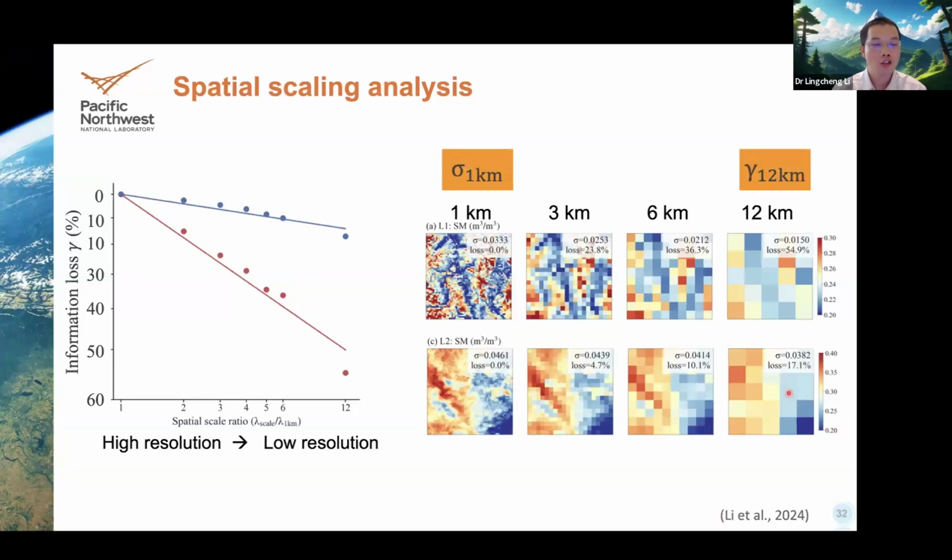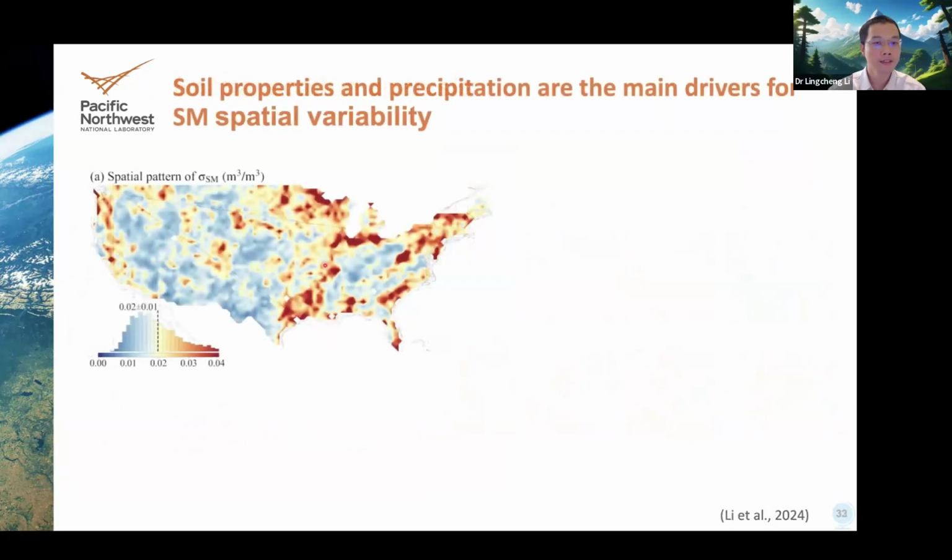And then I'll show you the entire CONUS map. One is for the 1 kilometer spatial variability. Another one shows what the information loss looks like over the entire CONUS when we upscale to 12 kilometers. So here is the spatial variability map.